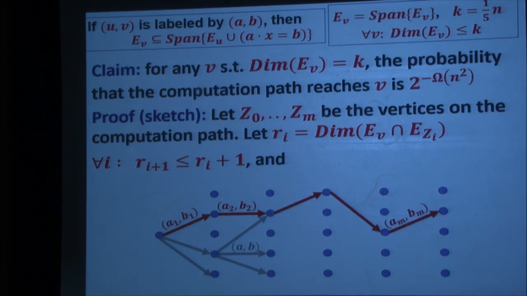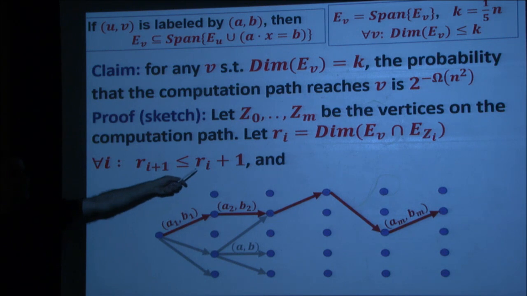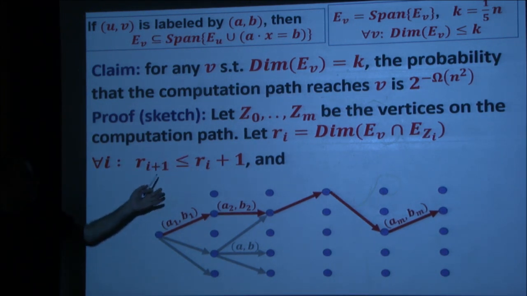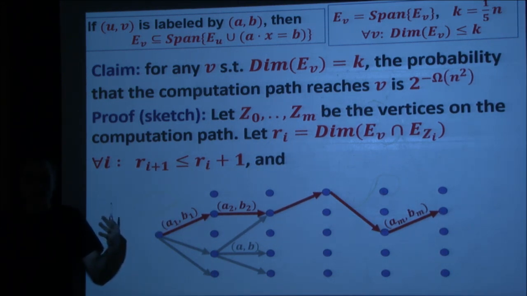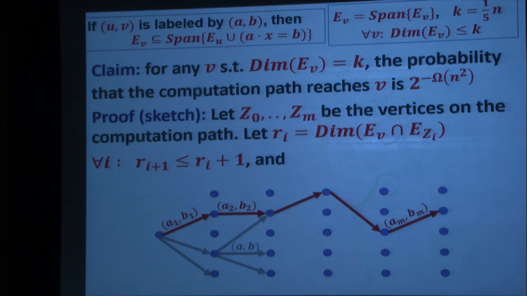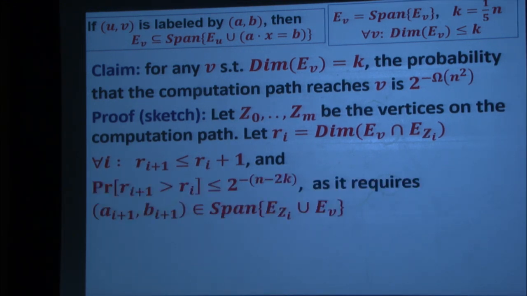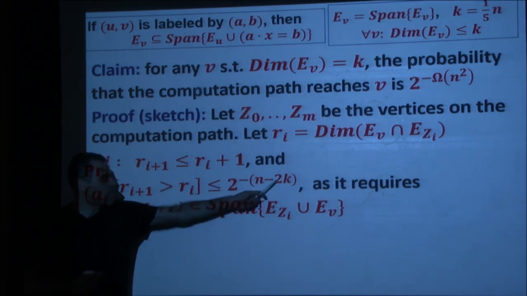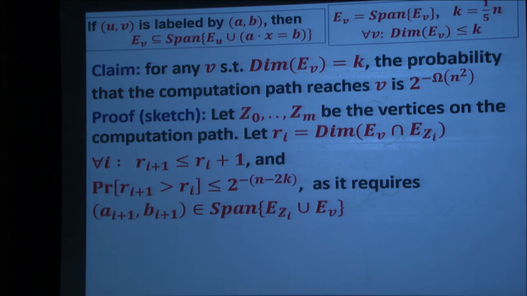So if it goes from 0 to k, there are k places in which it grew by 1. Now, okay, so we know that Ri is smaller or equal to Ri plus 1. But let's see what's the probability that Ri plus 1 will be equal Ri plus 1. What's the probability that it really increases? And my claim is that this probability is exponentially small. This takes maybe a minute or two to see, but the probability that Ri plus 1 will be larger than Ri, I claim that it's smaller than 2 to the minus n minus 2k. And it's actually even smaller than that.